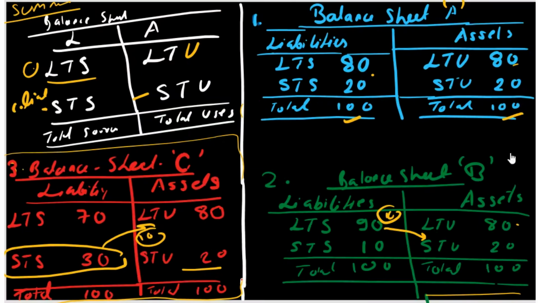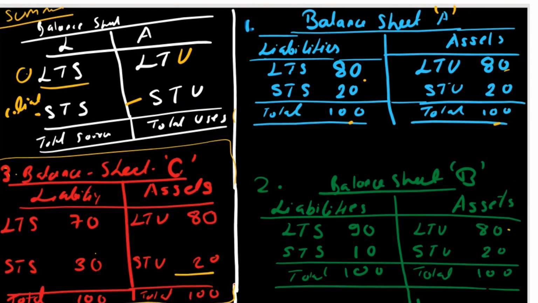Now let's apply whatever we have learned till now. We are looking at three companies, A, B, and C. Their balance sheets you can see here. The total size of the balance sheet is the same for all companies: 100 in assets and 100 in liabilities. But the composition of these 100 in liabilities and assets varies for each company. Let's see one by one.